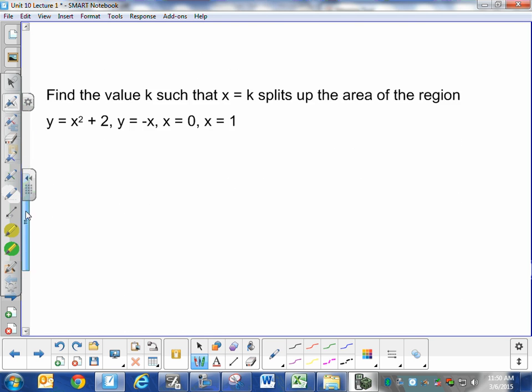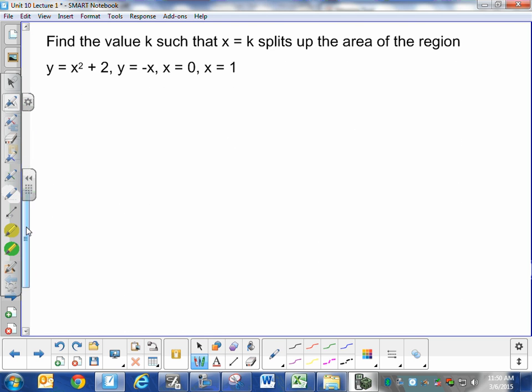Okay, finally, finding a value k such that x equals k splits up the area of the region. Okay, so we did this first. This is the first example we found. The question is, what is k such that x equals k splits the area of this region into two equal parts?